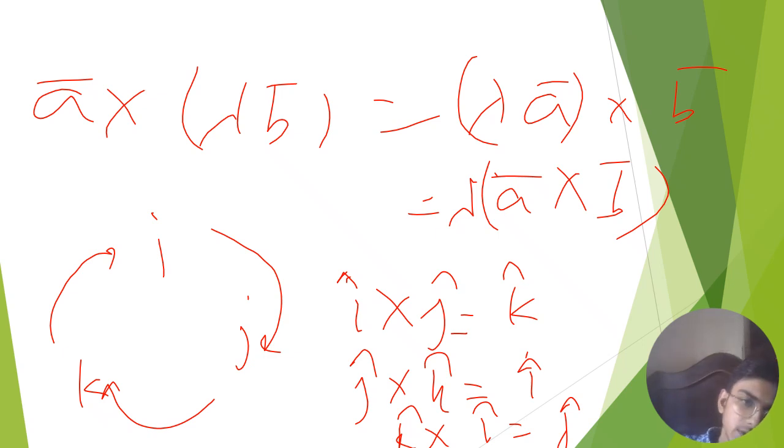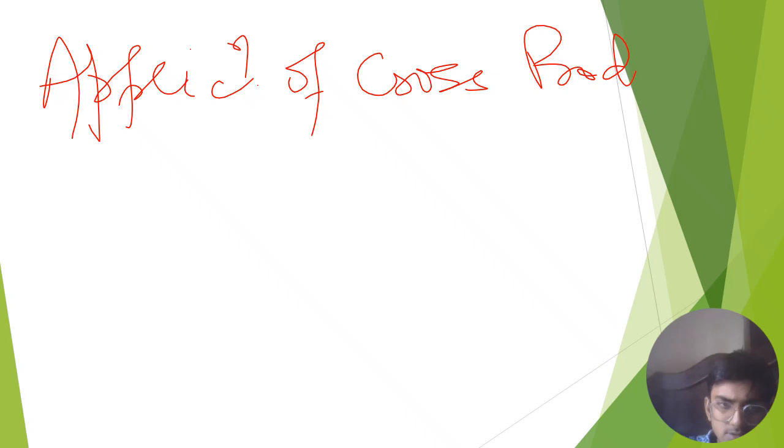But if you just reverse it, j cross i will be minus k. As we discussed earlier, if we make it k cross j, then it will be minus i. If we make it i cross k, then that will be minus j. Okay, so I think this is clear to you. Now talking about application of cross product of vectors, the last topic of today's class.